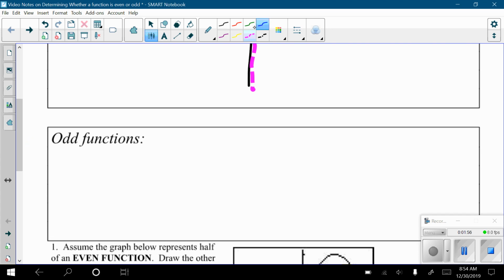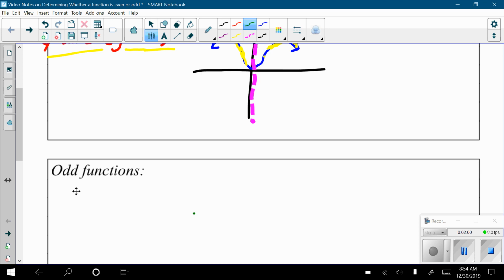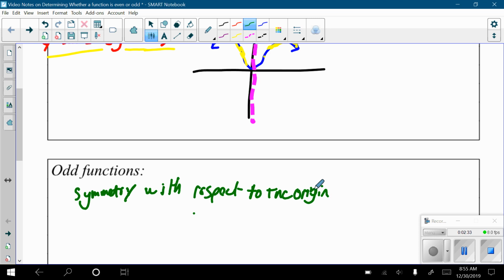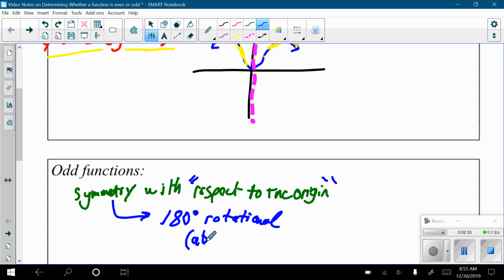Other functions we call odd functions, and these also have a type of symmetry, but they have what we call symmetry with respect to the origin. Now this is kind of a confusing term, which is why I usually don't think about it as symmetry with respect to the origin. Instead I think about it as 180-degree rotational symmetry, and then in parentheses we can write about the origin. This way of thinking about it makes more sense.